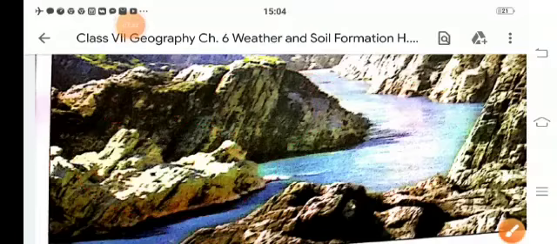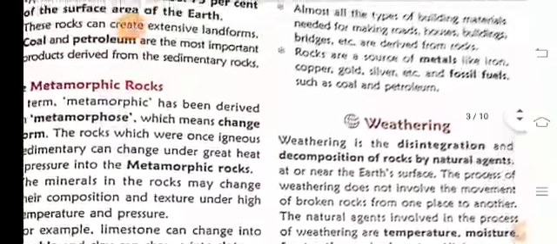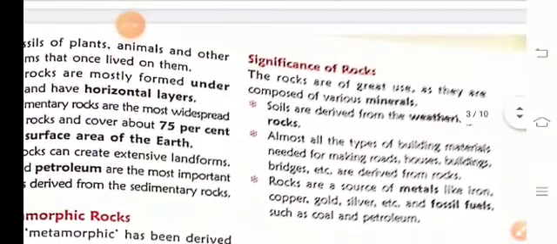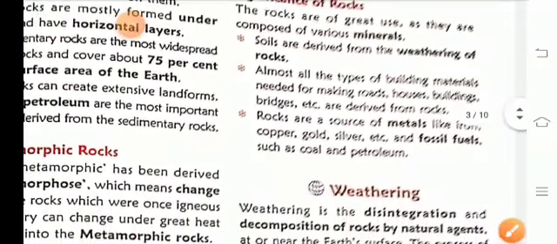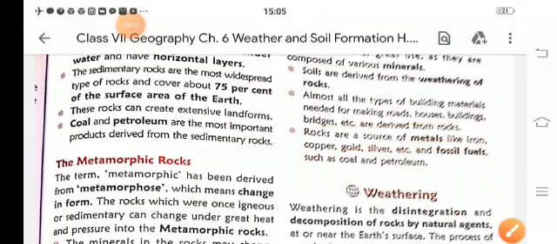Because they have a very high specific gravity. So the significance of the rocks is that they are composed of various minerals. Soils are derived from the weathering of the rocks. Rocks are the source of metals like iron, copper, gold, and fossil fuels. We get all the petroleum products from them.